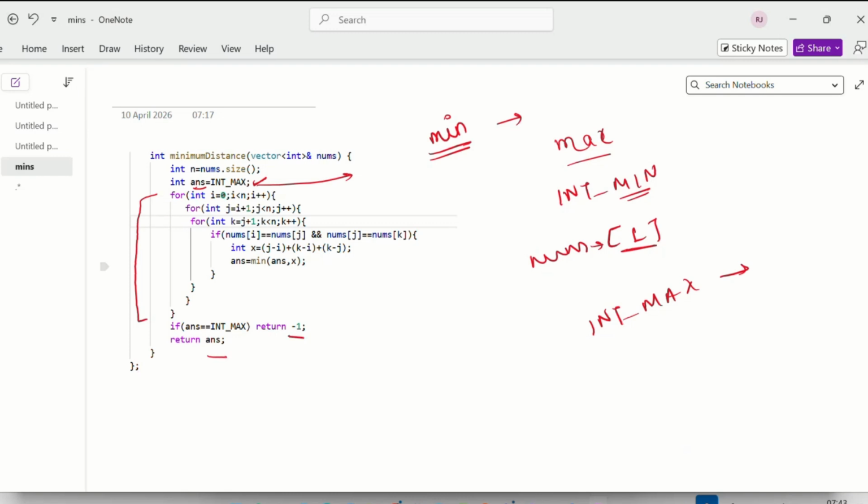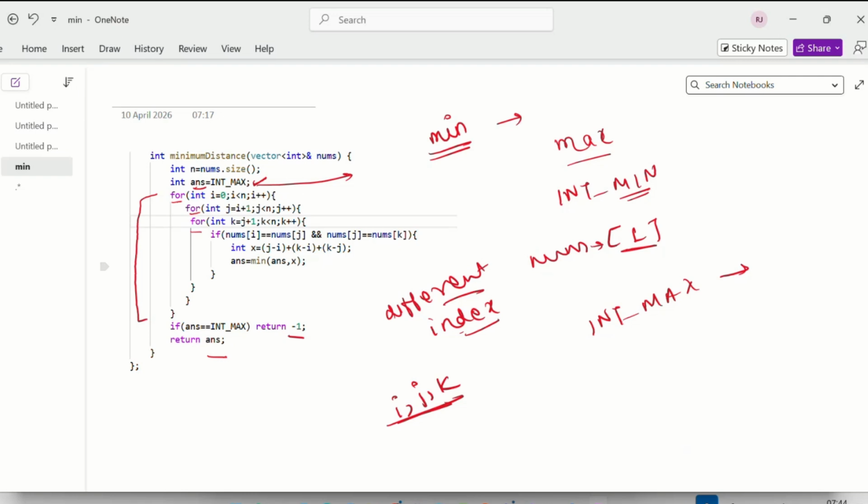So how will we find the answer? We will use three for loops. The first will start from 0 to n, the second from i plus 1 to n, and k will start from j plus 1 to n. Why are we doing i plus 1, j plus 1? Because we need to find different indices. This ensures that our i, j, and k will be distinct indices only.